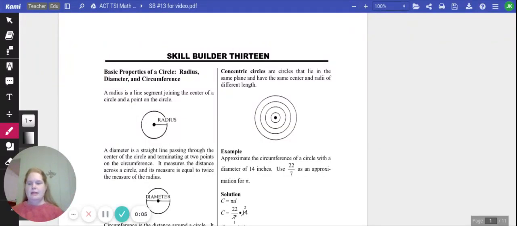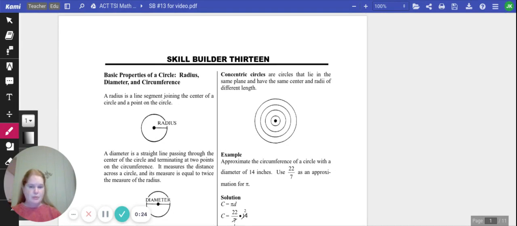So what we're working on right now is SB 13. This is the explanation video for all the geometry. Remember, on Friday, you'll have 10 questions on a quiz over this. This is pretty much circles and a few other shapes today.